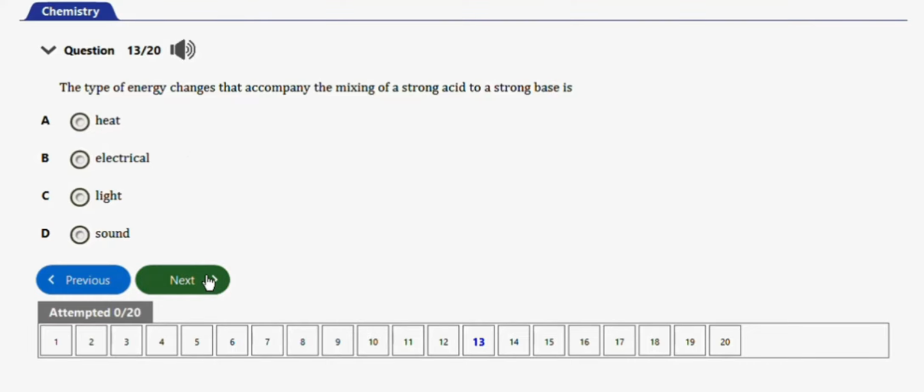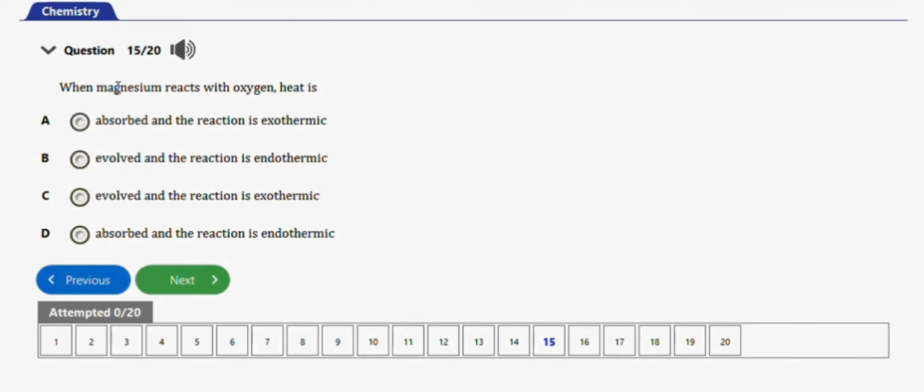Next question is this one. It says, the energy involved when magnesium burns in air is in the form of light and heat. Very important, option D. Next question is this one. When magnesium reacts with oxygen, heat is absorbed and the reaction is exothermic. No. Heat is involved and the reaction is endothermic. No. Heat is involved and the reaction is exothermic. Yes. Right answer is option C. Very important, guys. Take note of this question.